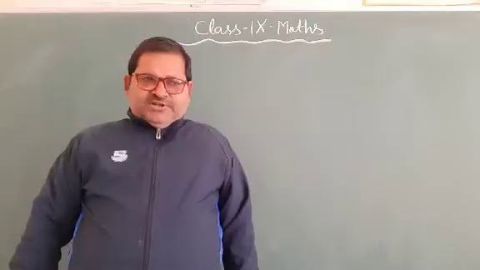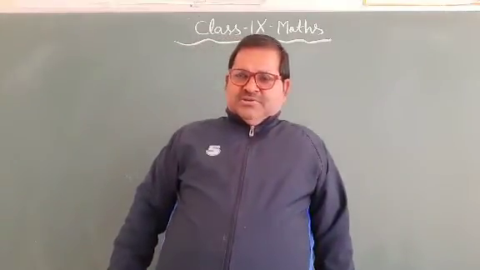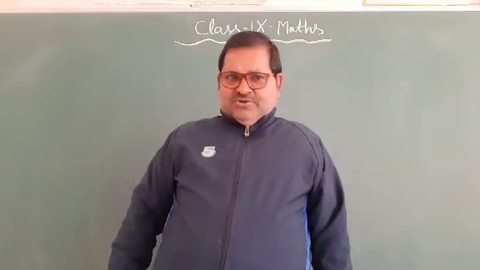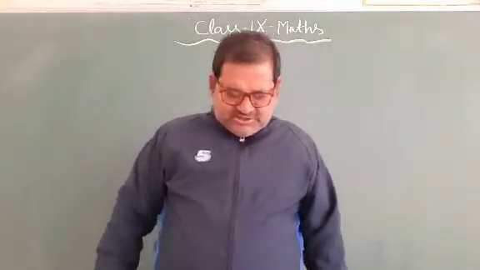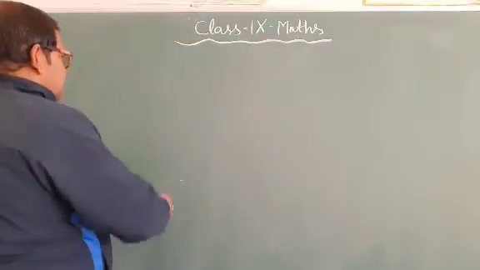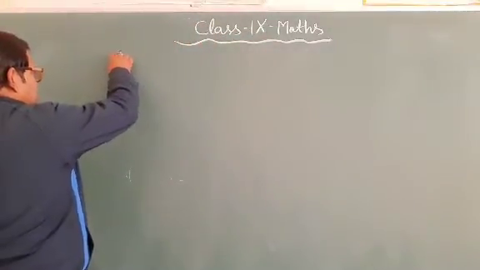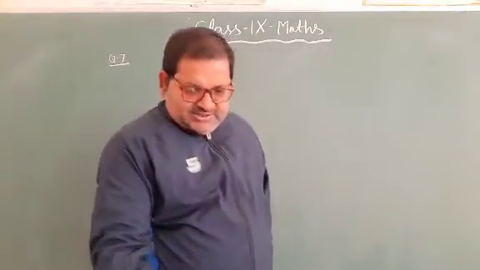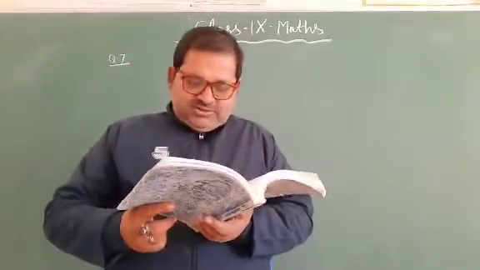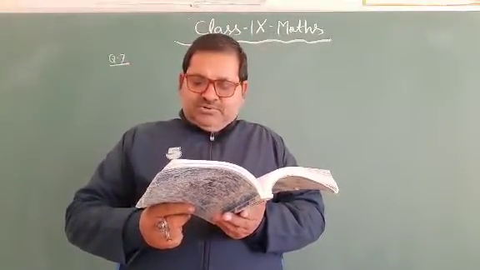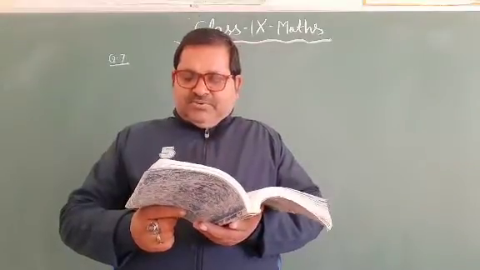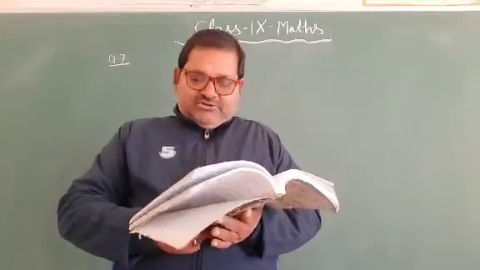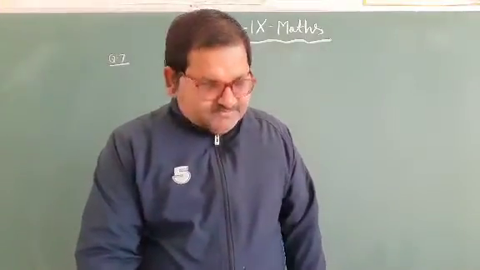Today we discuss the remaining questions of sphere of exercise 13.4. Show the question number 7 of exercise 13.4. Question number 7: the diameter of moon is approximately 1/4 of the diameter of earth. Find the ratio of their surface area.